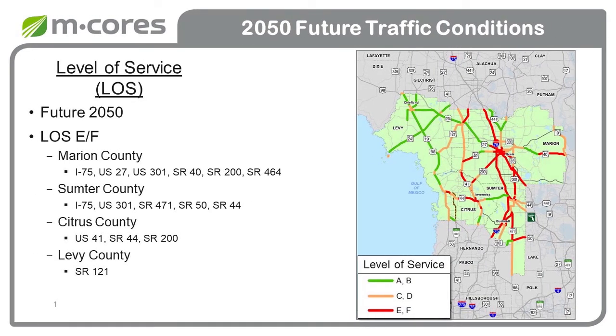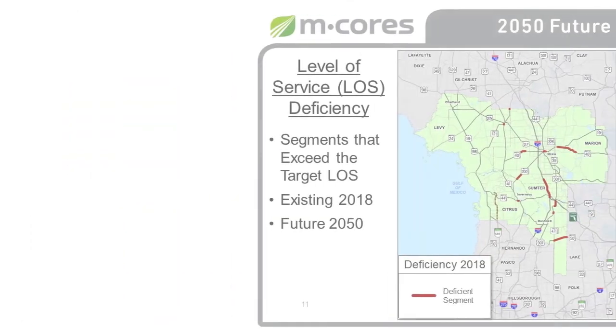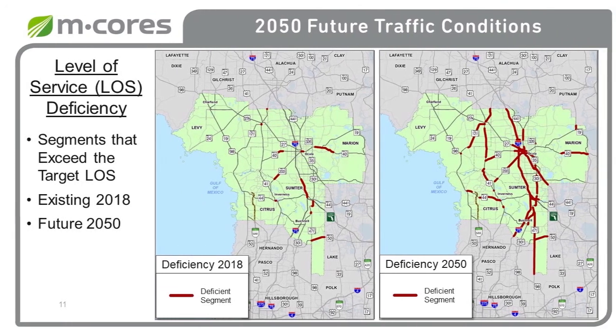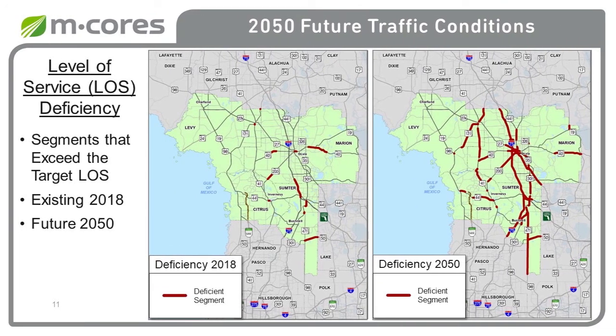This slide provides an overview of 2050 future level of service on the main study area roadways. In 2050, level of service E and F conditions are anticipated in several study area locations. Deficient roads are those that do not meet the department's target level of service. As previously mentioned, in rural areas, target level of service is C. In urban areas, target level of service is D.